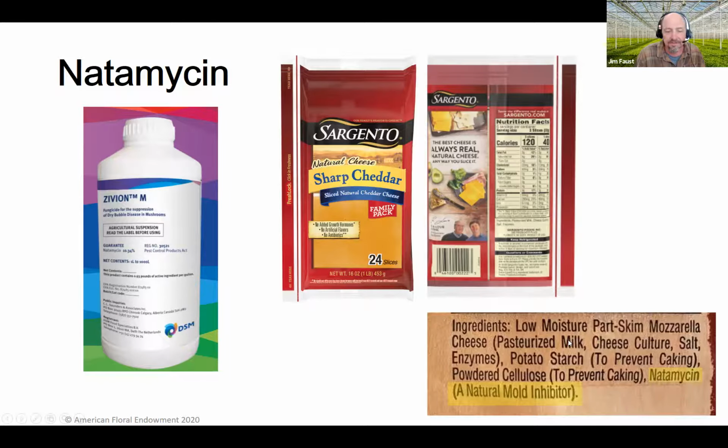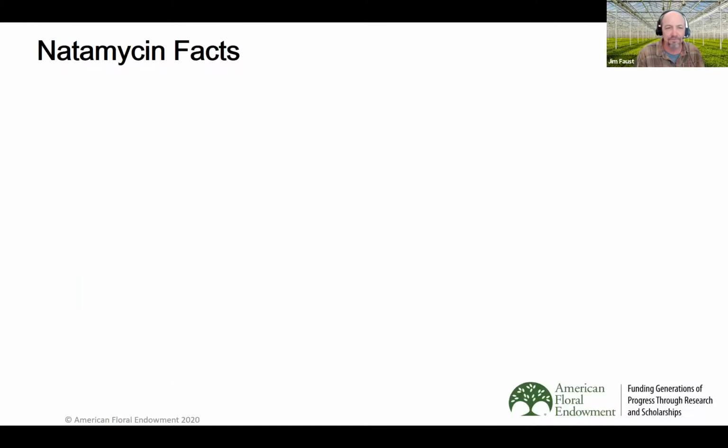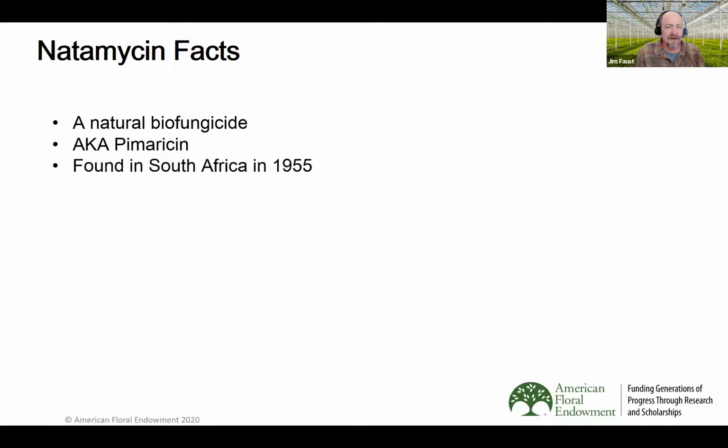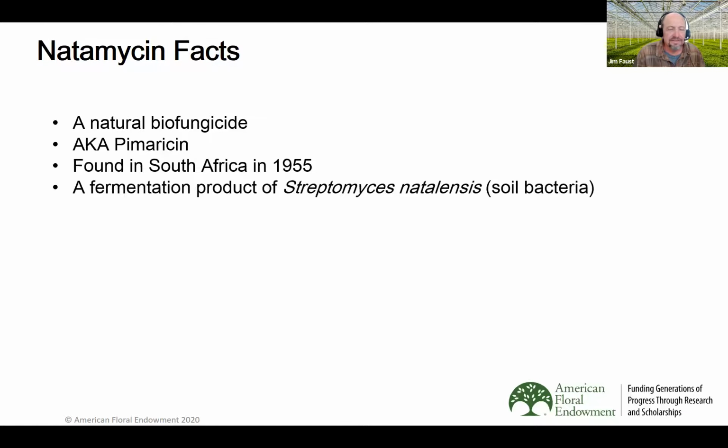and again, it's a preservative, and so I'm going to give you a list of facts about it, so you know a little bit more about it before you perhaps consider trying some in some internal evaluations. So it is considered a natural biofungicide. It is also named pimaricin, and you'll see this sometimes online and in the literature. So it was originally found in South Africa in the 50s. It is a fermentation product of Streptomyces natalensis, which is a soil bacteria.